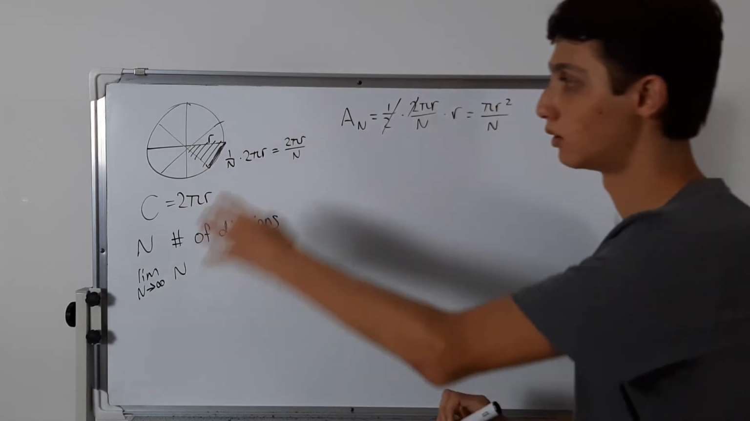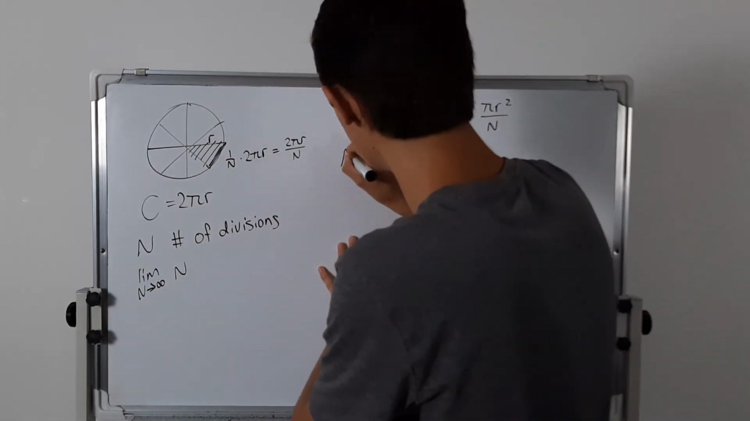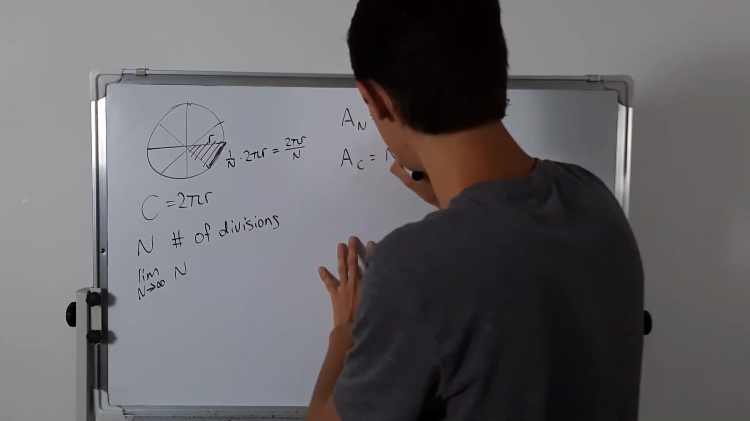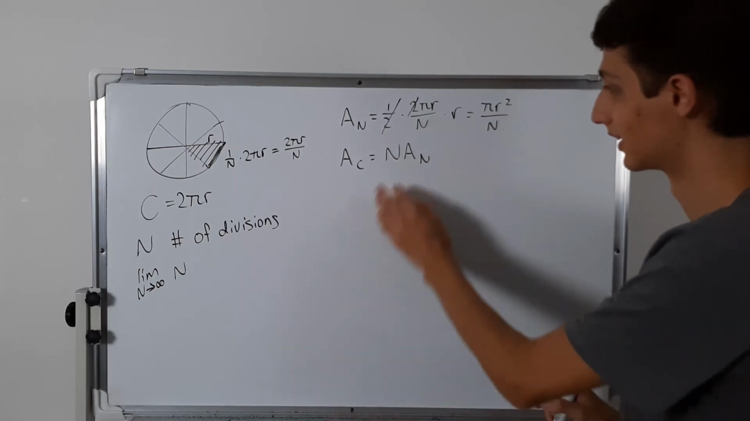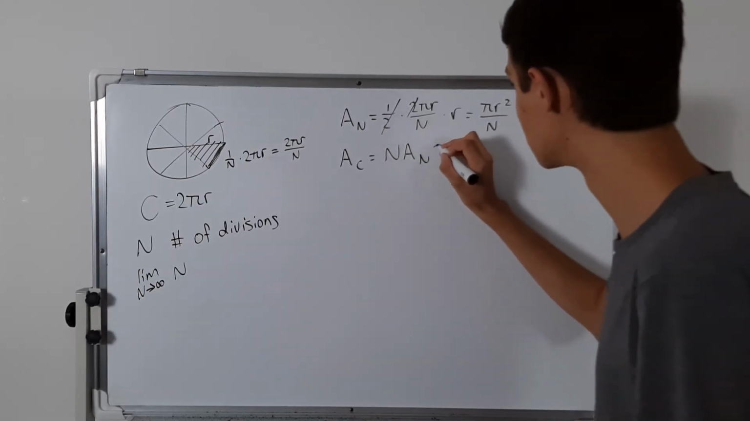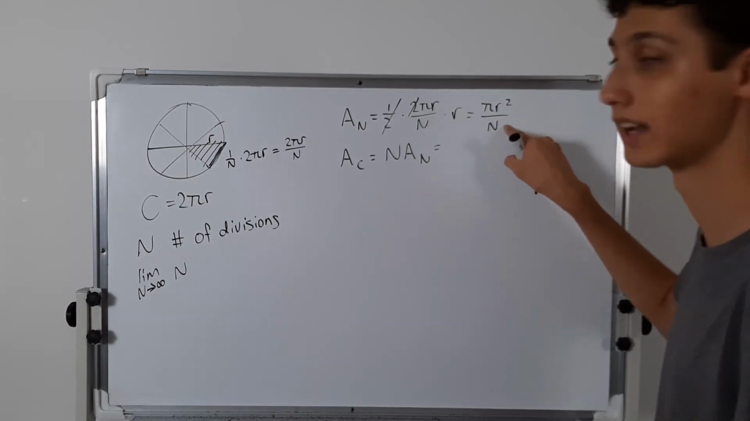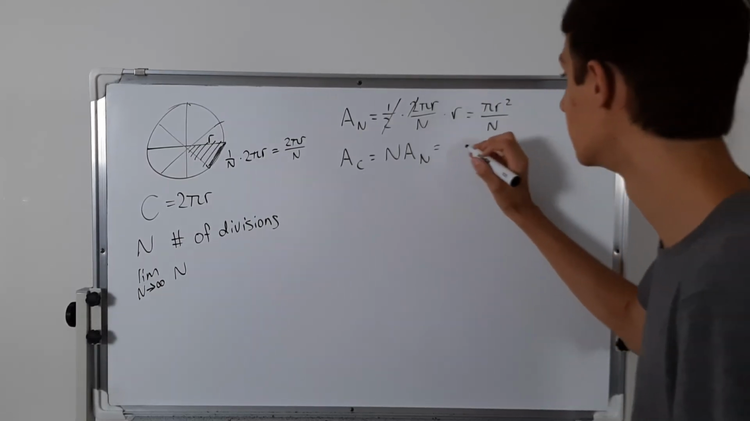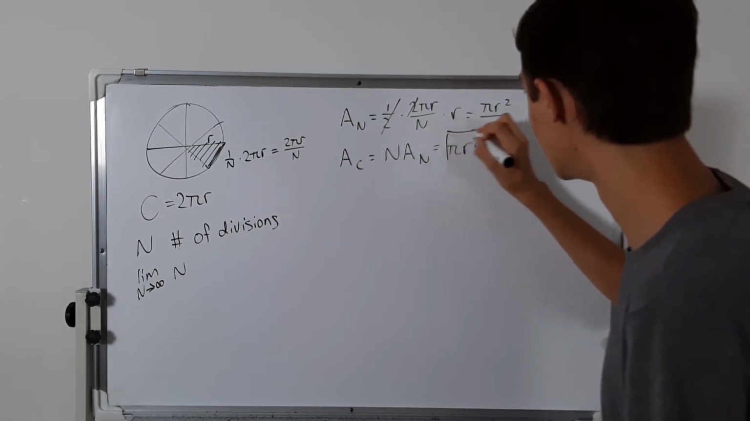We want the area of all of them, so all we have to do is multiply by n. The area of the circle is going to be n times A sub n. So we take this and multiply it by capital N, and it cancels out with the numerator and the denominator. In the end, we just get pi r squared. And this is the area of a circle.